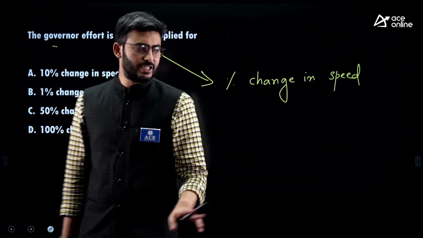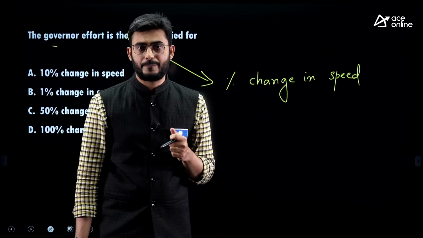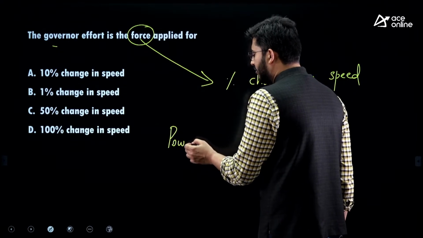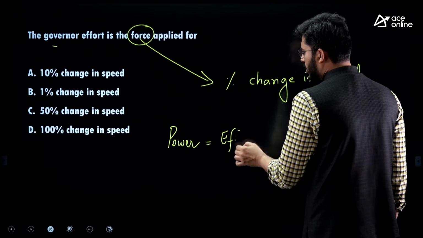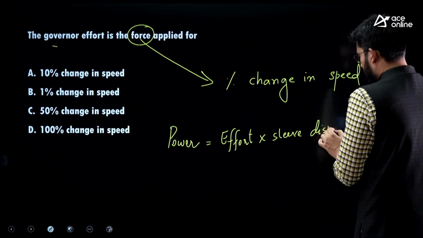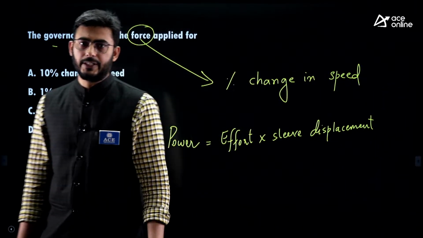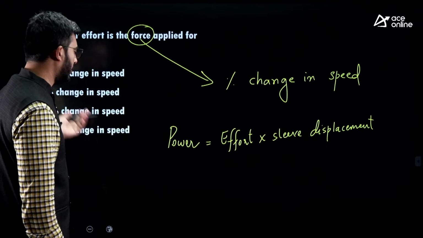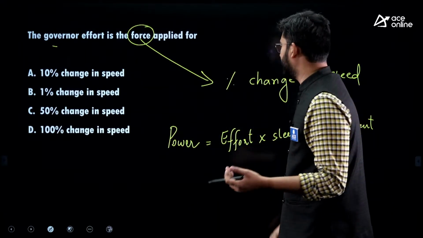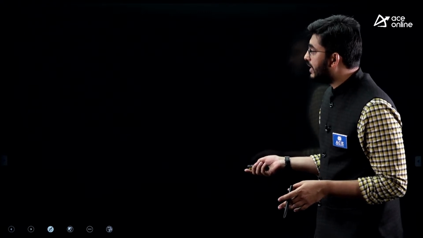For a given percentage change in speed, the average force exerted on the sleeve is called the effort of the governor. Similarly, another parameter we have is power. Power we write as effort into sleeve displacement. This is the work done on the sleeve for a percentage change in the speed. So whatever option you choose, it is going to be correct, guys. The correct keyword here should have been given as "for a given percentage change in speed." Now let us move to the next question.